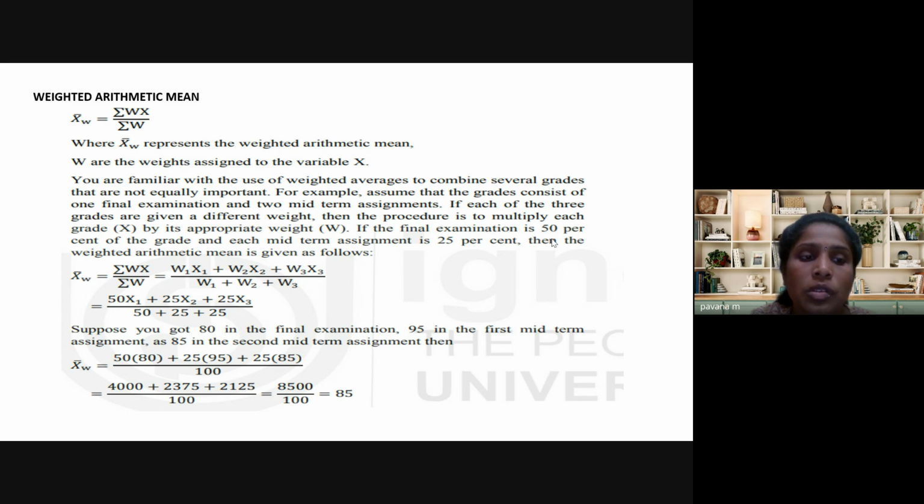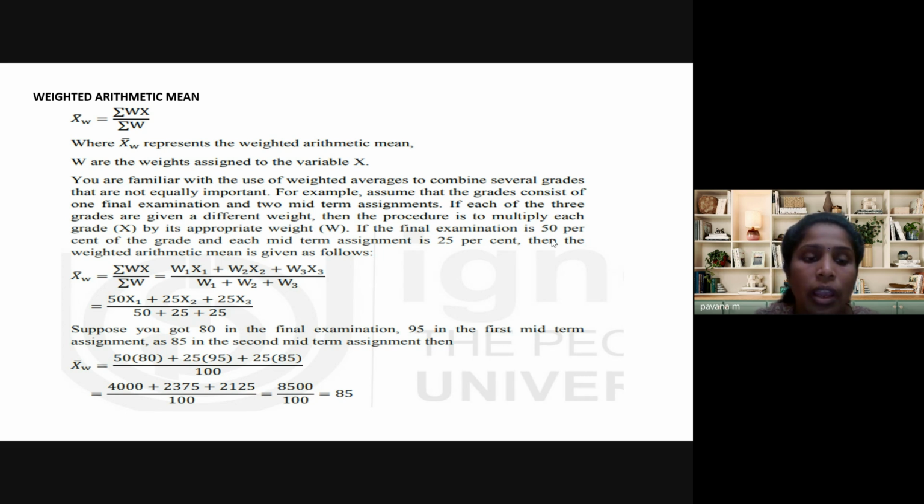So here suppose x bar w is equal to sigma wx by sigma w, right? Here w means weights, whatever weightages we are considering. x means how much marks they scored in that particular exam. So sigma wx is equal to w1 into x1 plus w2 into x2 plus w3 into x3. Here w1 x1 means final exam weightage and marks. w2 x2 means first mid assignment marks, and w3 x3 means second mid assignment marks.